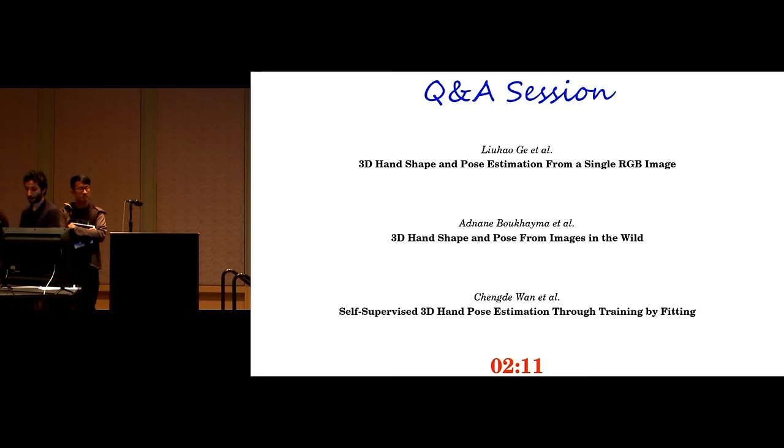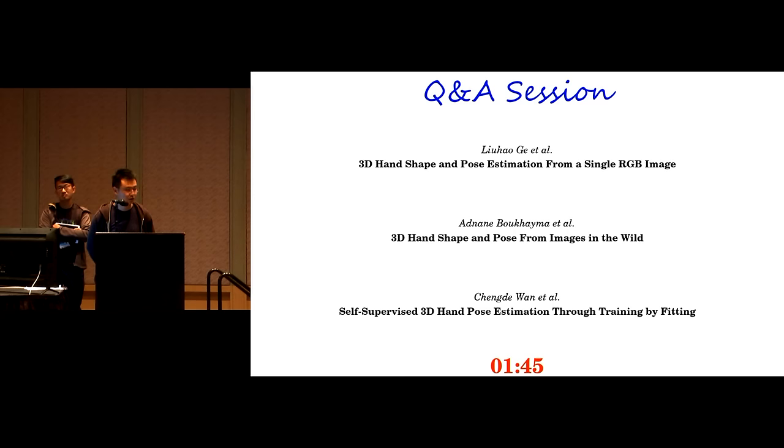Hi, this is a question for the first two papers on RGB images. Do you think having an appearance-based or photometric loss would help? And if so, how would your model support it? So your question is for the volumetric loss? Sorry, photometric. Appearance-based loss. Okay. For the photometric loss, you mean, for example, using some differentiable renderer to map the 3D hand mesh to the RGB image? Yes. Yeah, it may help.